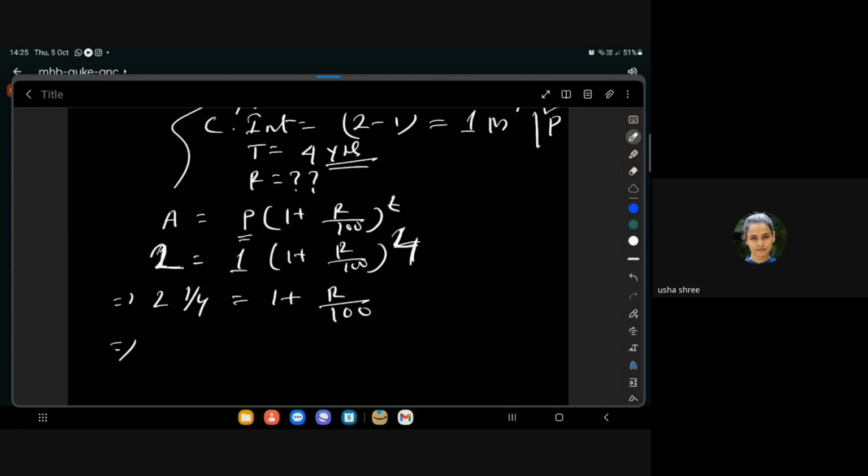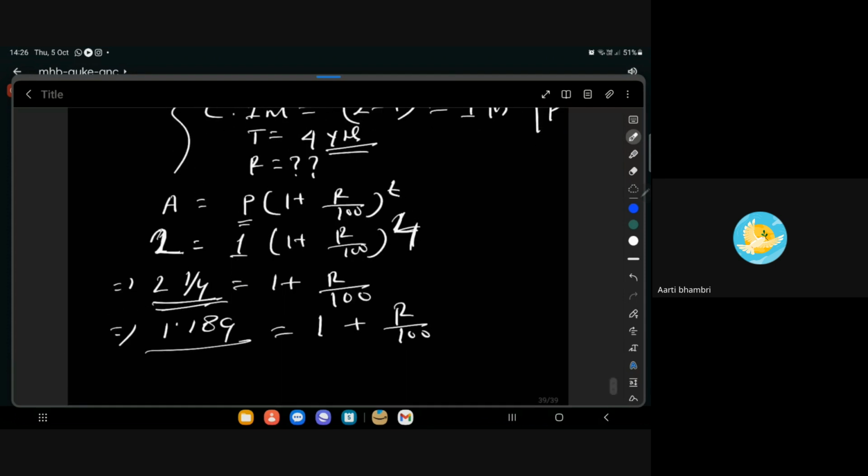I think there is a formula for log in this case. I will tell you this. I'm using the calculator right now. I forgot this one, I will tell you later on. This will give you actually 1.19, almost 1.189. So it's 1.189, equal to 1 plus R by 100. There is a formula for log we are using for this one.